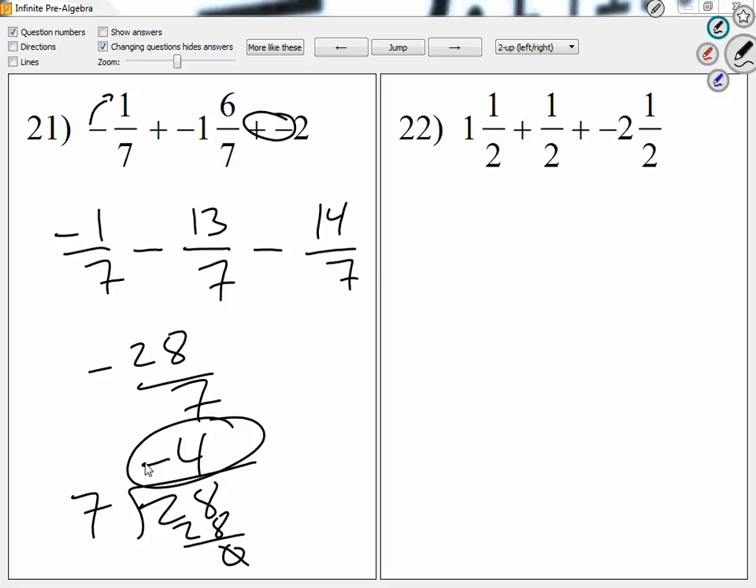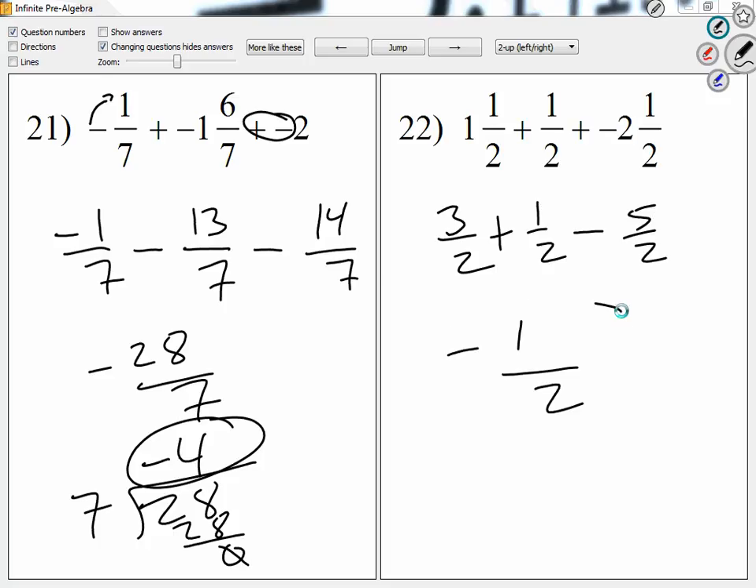Let's take a look at question number 22. The first fraction is 3 over 2. The second fraction is plus 1 over 2. And the last fraction is minus what? 5 over 2. Good. So we know we copy the 2 from the bottom. Look at it little by little. How much is 3 plus 1? 4. 4 minus 5?